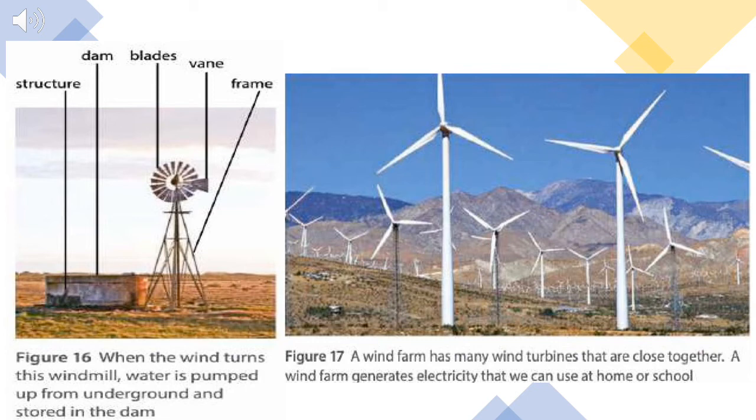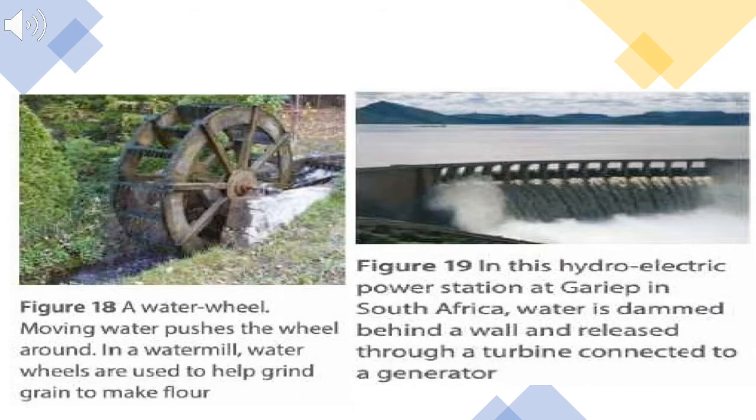Now, grade 6s, in the next slide, I'd like you to have a look at figure 16 and figure 17 on different ways that we can use wind energy in order to change it to a different type of energy. In this slide you will see figure 18 and figure 19, and both of these are using hydropower or water in order to generate energy or electricity. Just have a look and read on the different ways that this can be used.